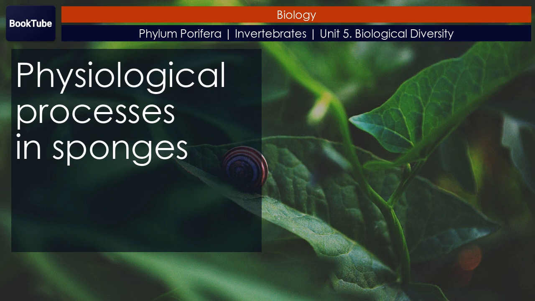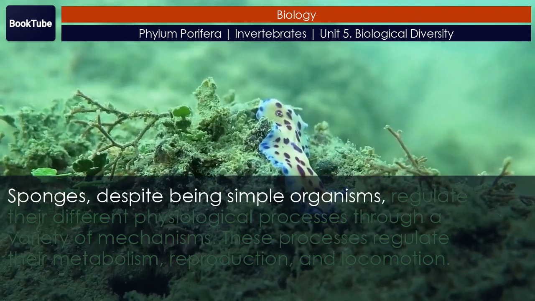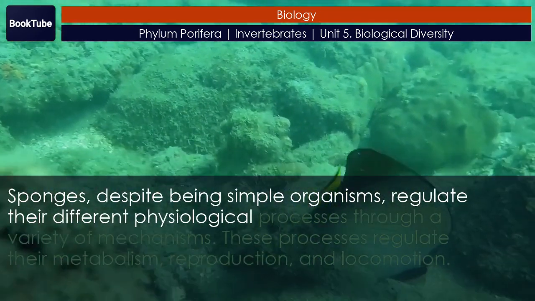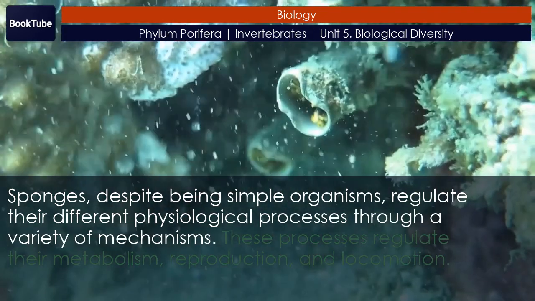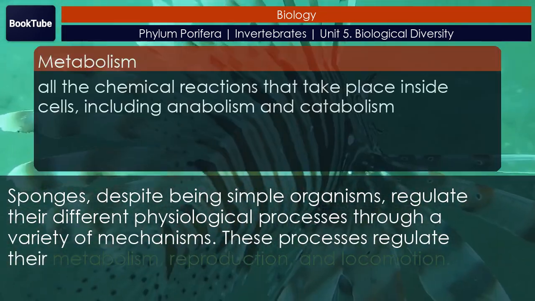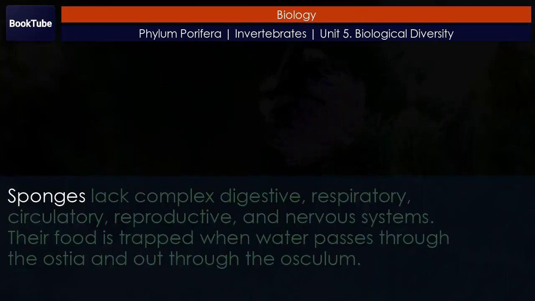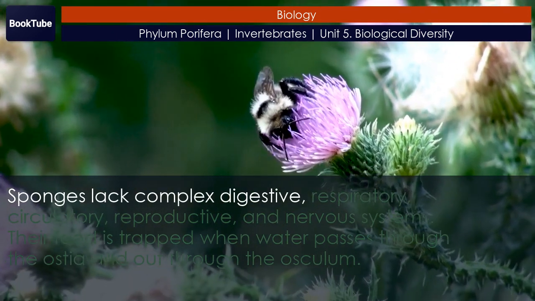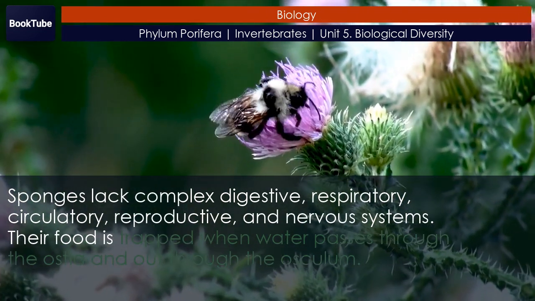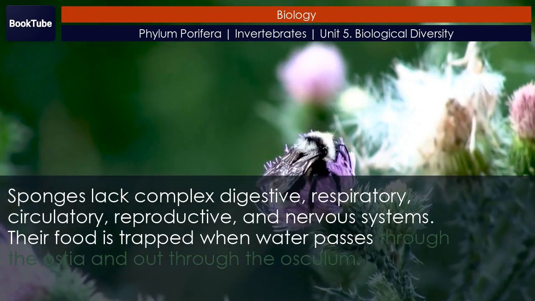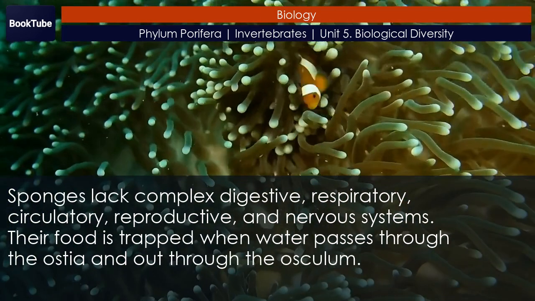Physiological processes in sponges. Sponges, despite being simple organisms, regulate their different physiological processes through a variety of mechanisms. These processes regulate their metabolism, reproduction, and locomotion. Digestion. Sponges lack complex digestive, respiratory, circulatory, reproductive, and nervous systems. Their food is trapped when water passes through the ostia and out through the osculum.